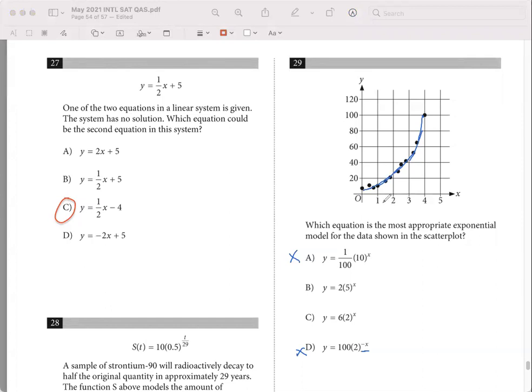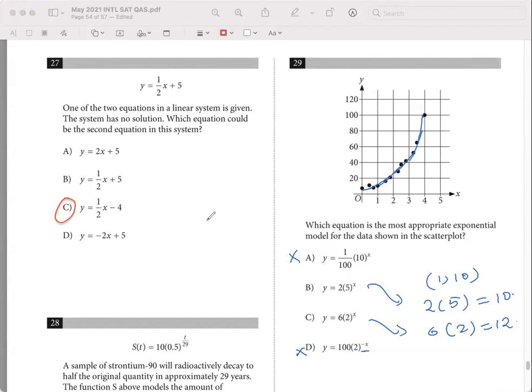So let me look at 1 comma 10, that's a good point, right? It does look like it passes through 1 comma 10. So in this, I get 2 times 5, where I do get 10. Here I get 6 times 2, which I get as 12. Okay, so it's cutting it a little close.